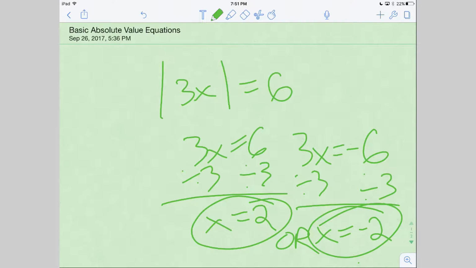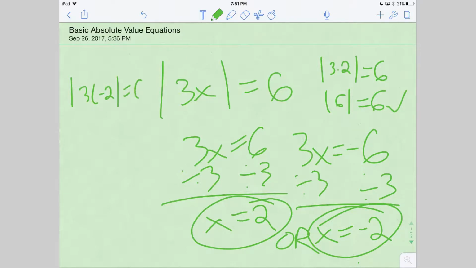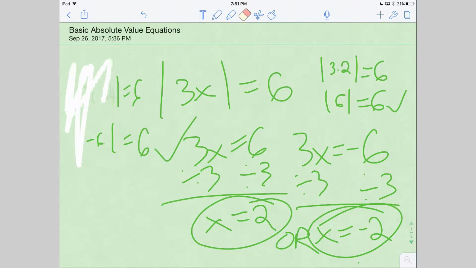Now again, let's check. The absolute value of 3 times 2 is 6, which means the absolute value of 6 equals 6, which it does, or the absolute value of 3 times negative 2 could equal 6, which means that the absolute value of negative 6 equals 6, which it does. So those both check out.